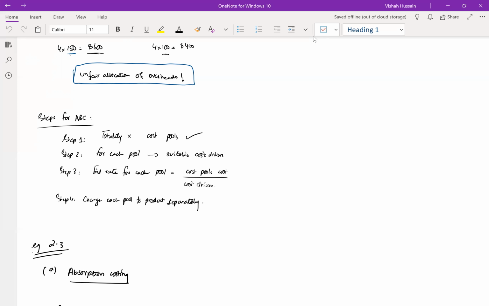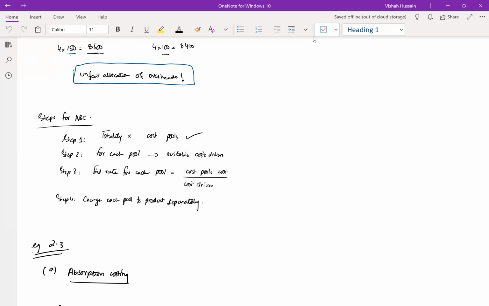Okay. Now for each cost pool, you need to allot a suitable cost driver. What is a cost driver? Something that drives the cost, something that makes the cost incur. Okay, that could be labor hours, could be machine hours. Let's keep it to labor hours and machine hours. There are different cost drivers, but we are going to take a look at them later on. Right now, let's keep it to the very basic examples, that is machine hours and labor hours.